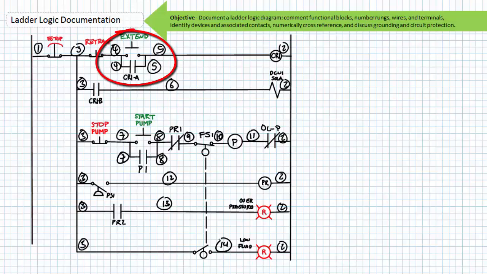Note holding contact CR1A in rung 2 has wire numbers 4 and 5 leading to it, since it is a common point of connection to wires sequentially assigned left to right, top to bottom in the rung above it. Similarly, note that holding contact P1 in rung 5 has wire numbers 7 and 8 leading to it, since it is also a common point of connection to wires sequentially assigned left to right, top to bottom in the rung above it.